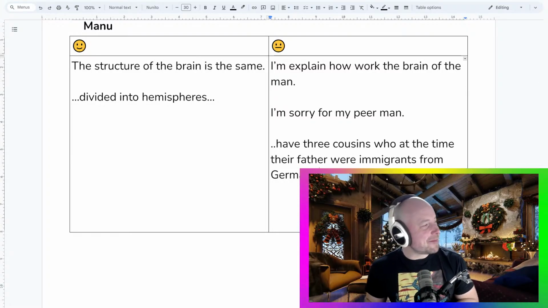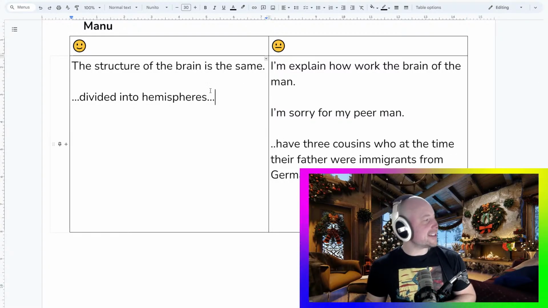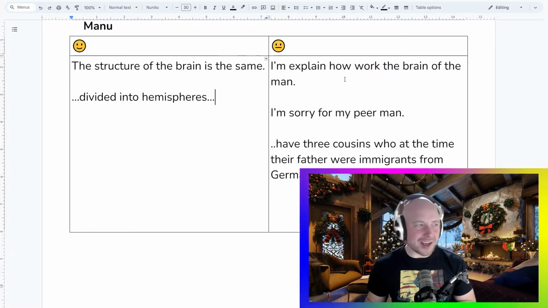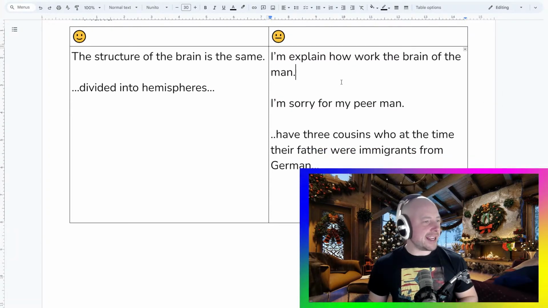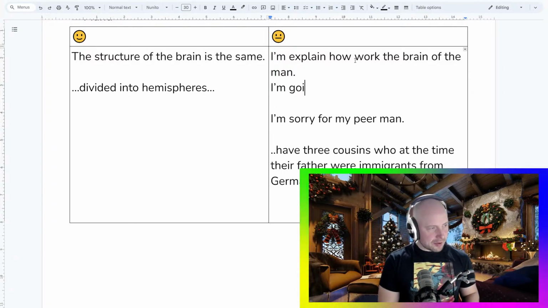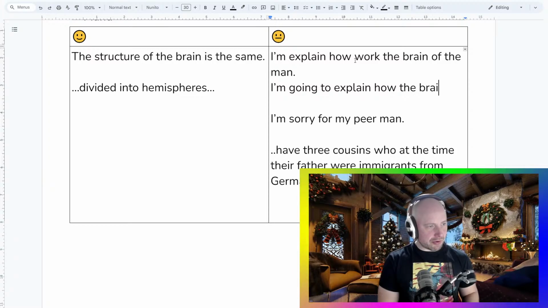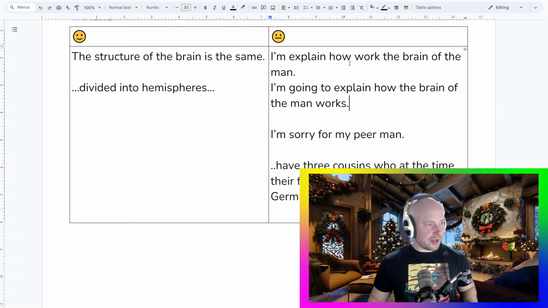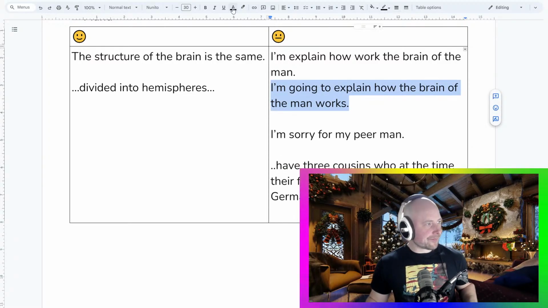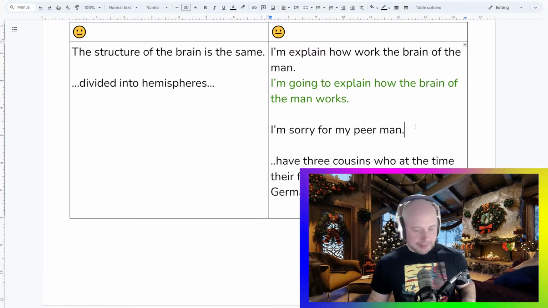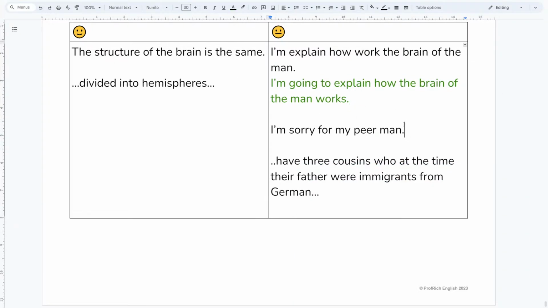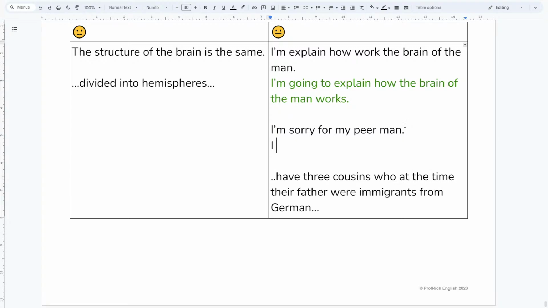Interesting. Yeah, let's have a look at the language. Structure of the brain is the same. Very good. Divided into hemispheres. I like it. "I'm explain how work the brain of the man." No, I'm going to explain how the brain of the man works. There's your correction. "I'm sorry for my peer man." I'm sorry. I feel sorry for my fellow man.